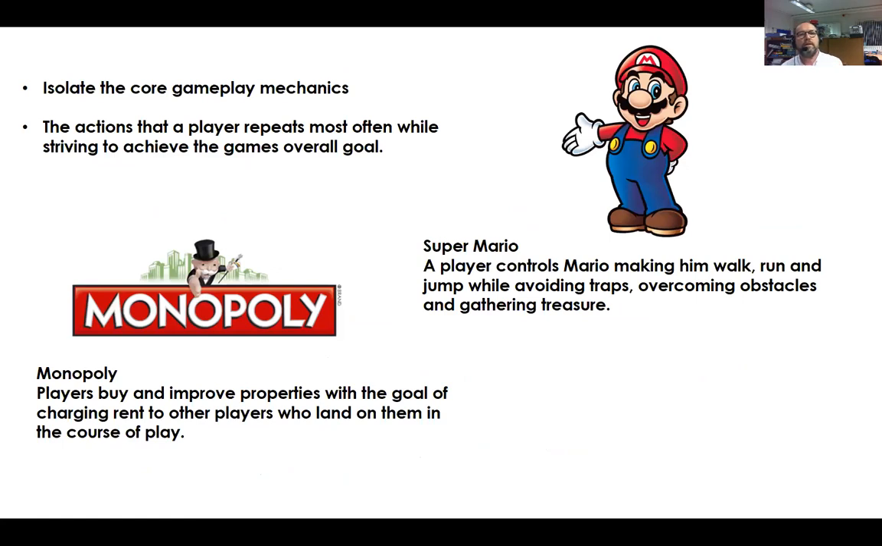Okay, so what you need to do when you're playtesting at first is isolate the core gameplay mechanics and the actions that a player repeats most often while trying to achieve the goals. Okay, so in Monopoly, it's buying and improving properties with the goal of charging rent. That's the core mechanic. In Super Mario, it's running and avoiding obstacles and gathering treasure. That's the core mechanic. In your games, it might be securing trees, or it might be completing a journey, or it might be creating a path across the countryside. So you need to get a sense of what that core mechanic is.